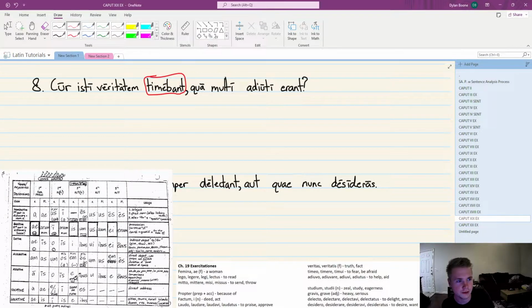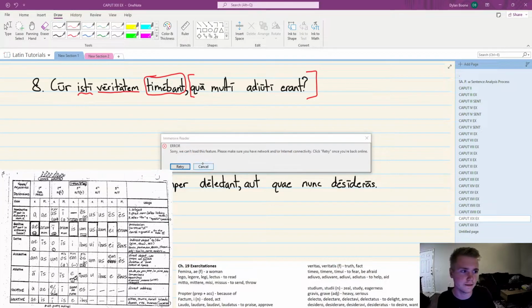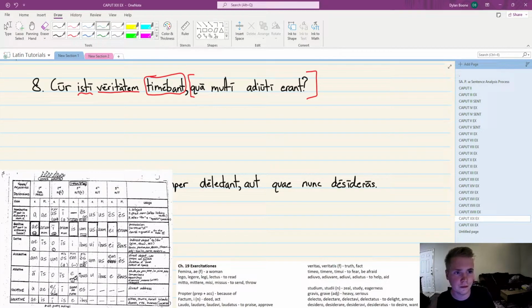So timebant is our main verb. We have this relative clause going on here. We have isti, pronoun, veritatem, noun. Here is the interrogative, right? It means why. So we're asking the question why, so we can start out with that. Why?